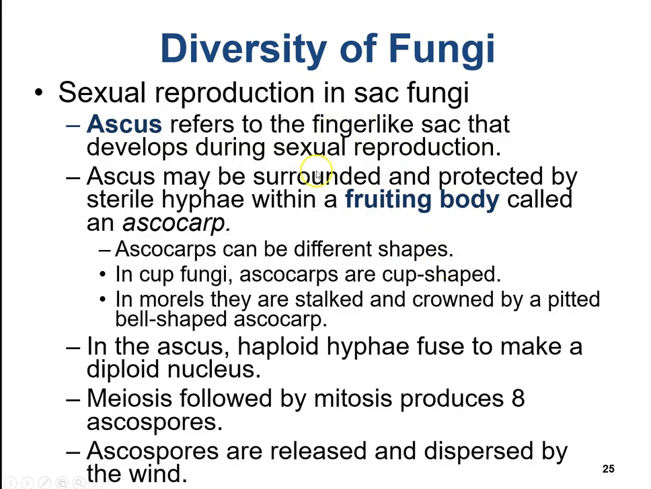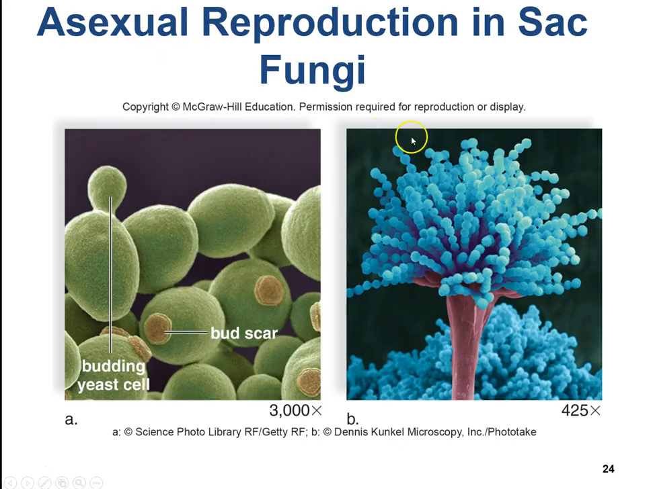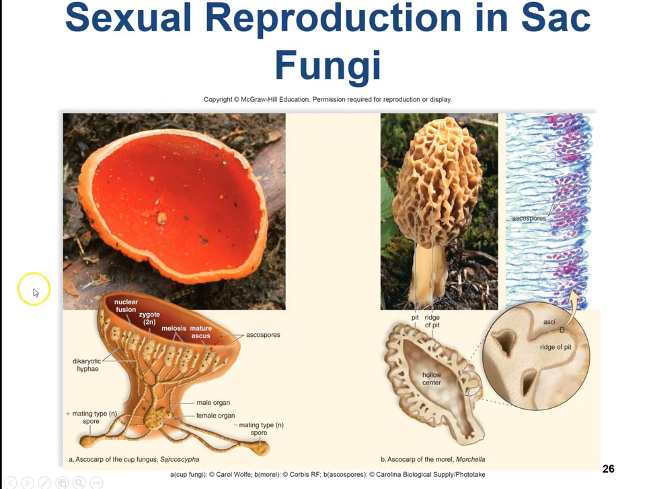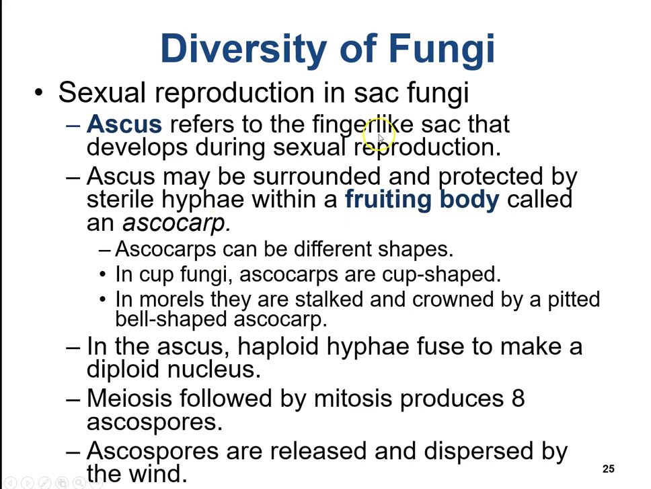Okay, if we look at sexual reproduction, so this was asexual reproduction, right? If we now focus in on sexual reproduction, you have something called an ascus that will form. And again, we saw this when we looked at the slide of Peziza, okay? And it's just the same picture that's in your lab manual, right? So this ascus forms, and within it are spores, okay? So it says the ascus may be surrounded and protected by sterile hyphae within a fruiting body called an ascocarp. So the fruiting body protects these reproductive cells, right?